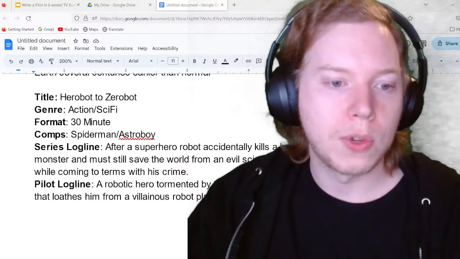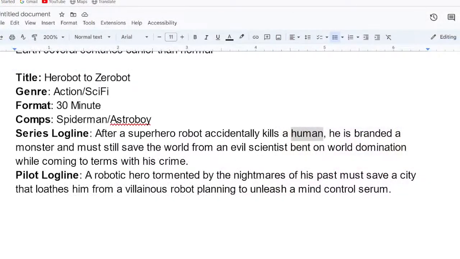I think that's it, and it's more like he's coming to terms with whether he's actually a monster. Right. And must still save the world from an evil scientist bent on world domination. Well, so coming to terms with his crime is an entirely internal process. Does he have to face some kind of consequence? Is he on trial for this crime or something like that?